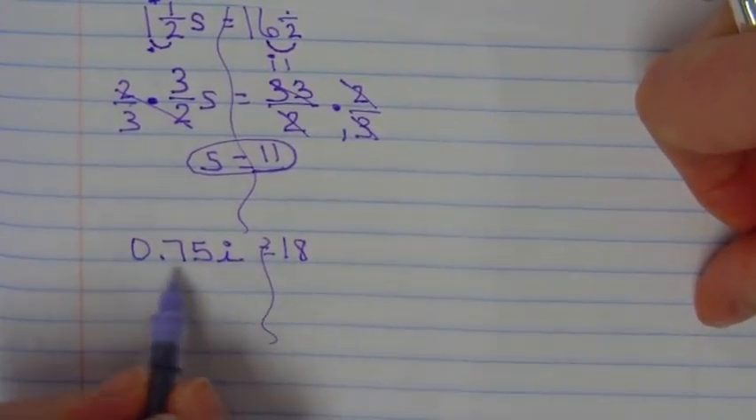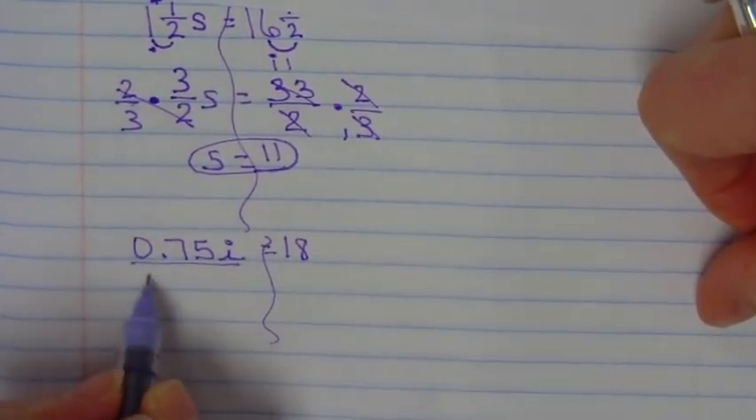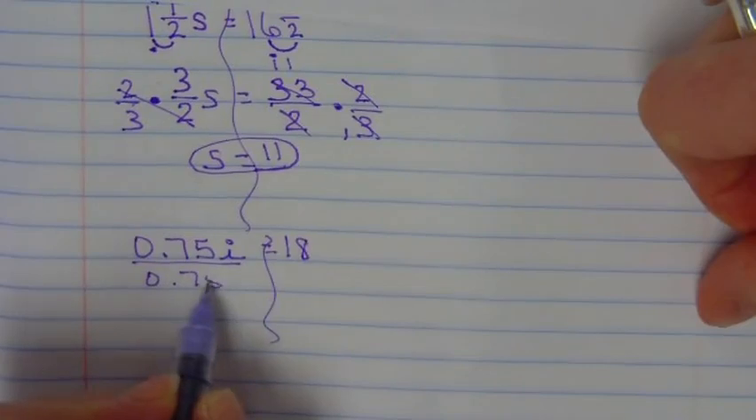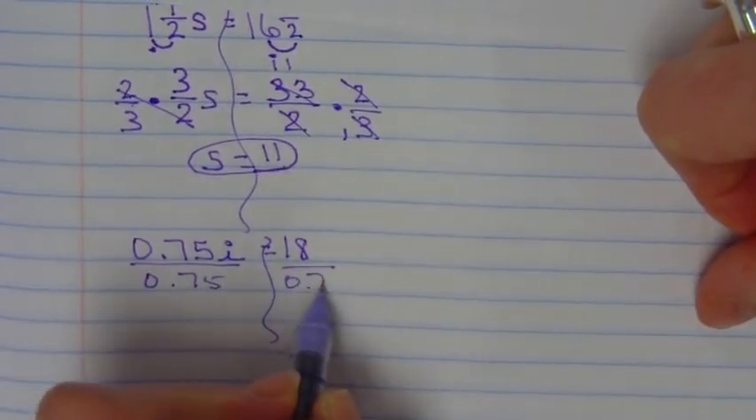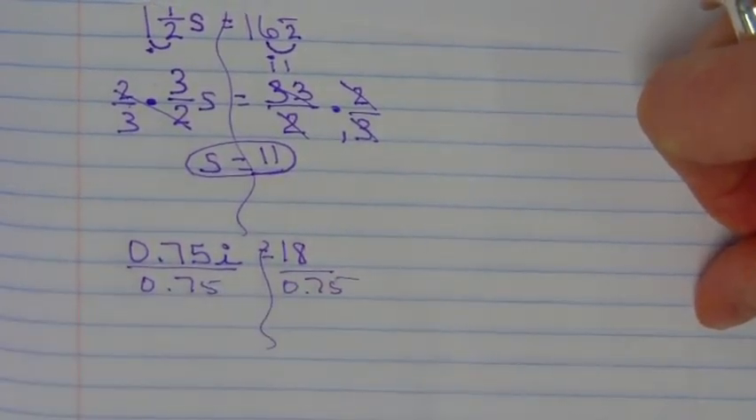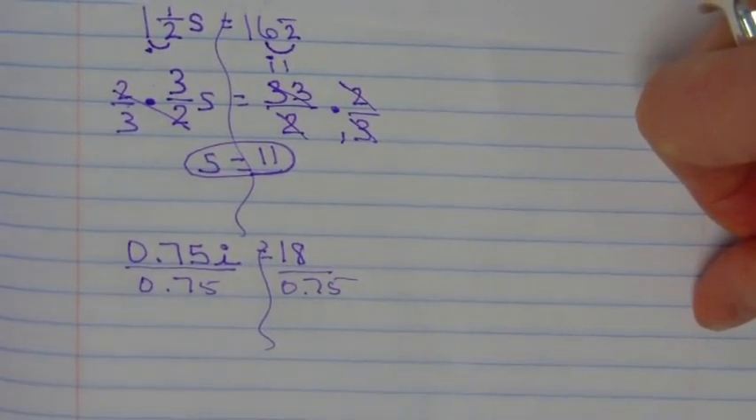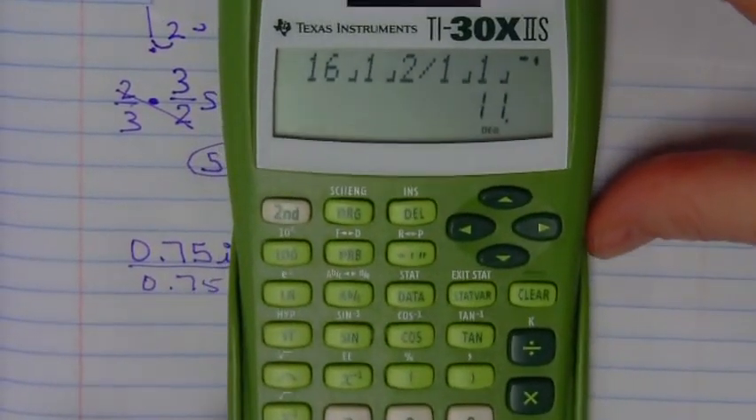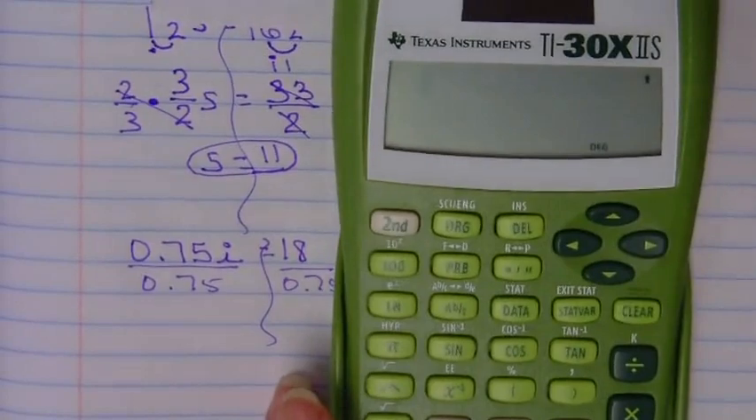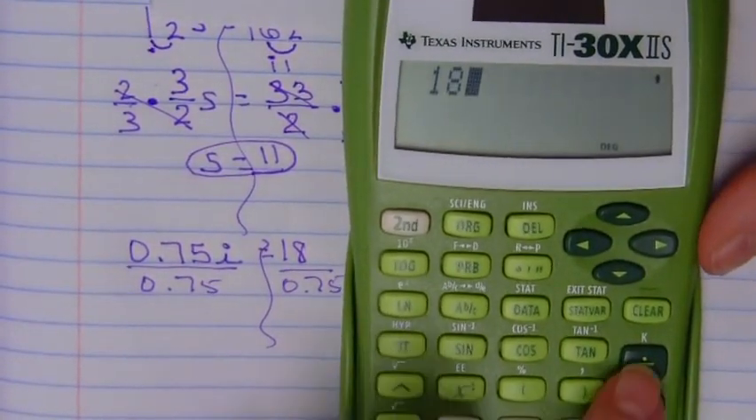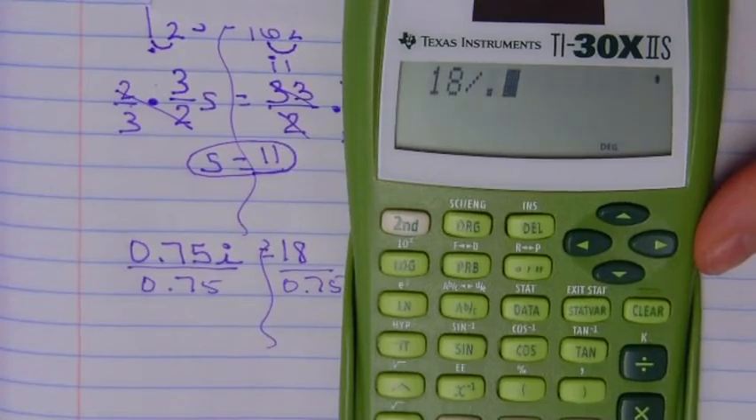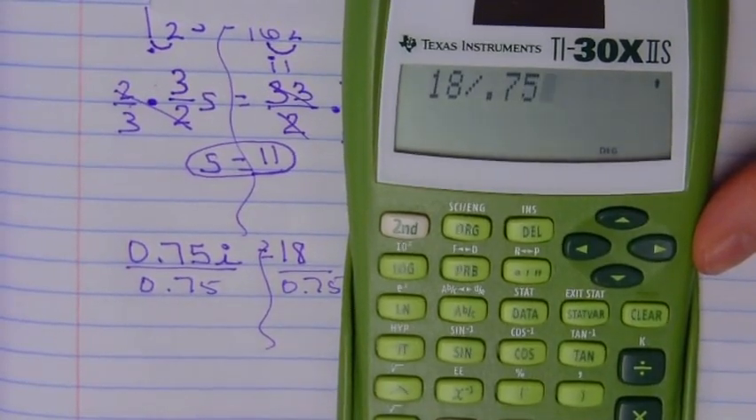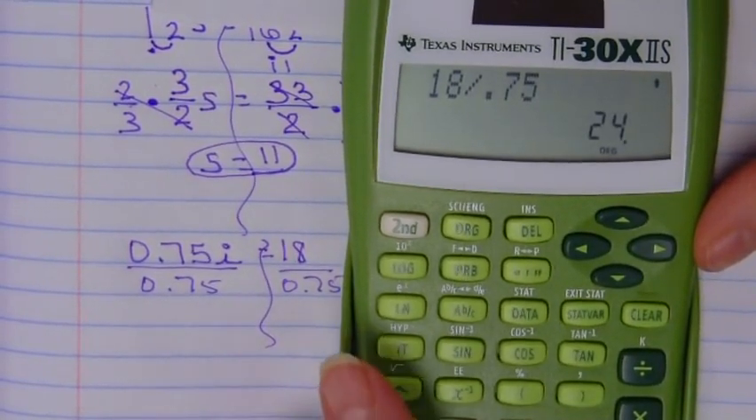So multiplying, so we divide. Now, dividing by fractions, we know how to use the calculator. Dividing by decimals, that is easy breezy on the calculator. So we have 18 divided by 0.75. So they played a total of 24 games.